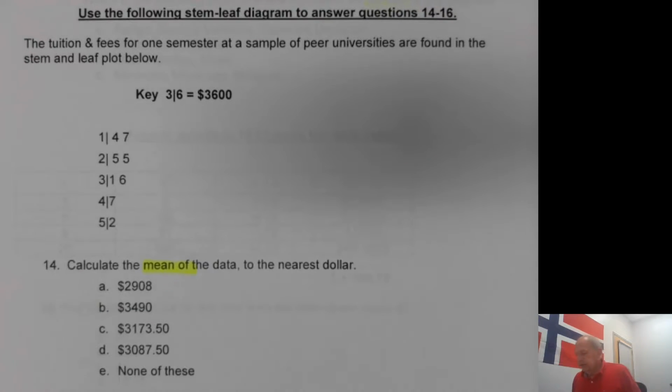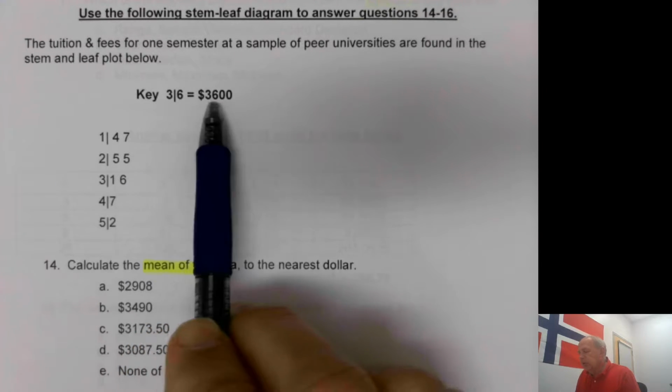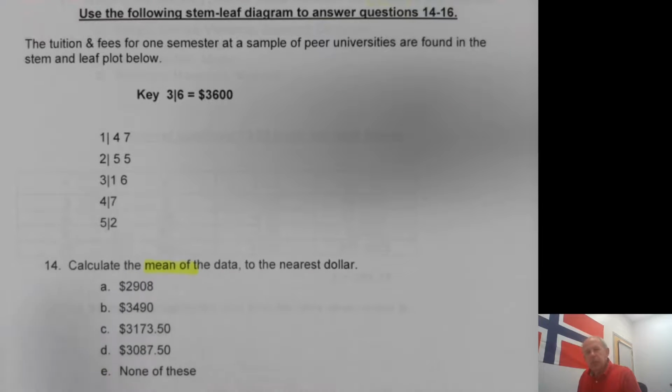What we're going to do in this video is take a look at questions 14 through 26 on the practice test for statistics. What we have for questions 14 through 16 to get us started is a stem leaf diagram. The key indicates that 3 bar 6 is 3,600. We have the rest of the data representing how much tuition and fees are for one semester at some university. So there's an example.